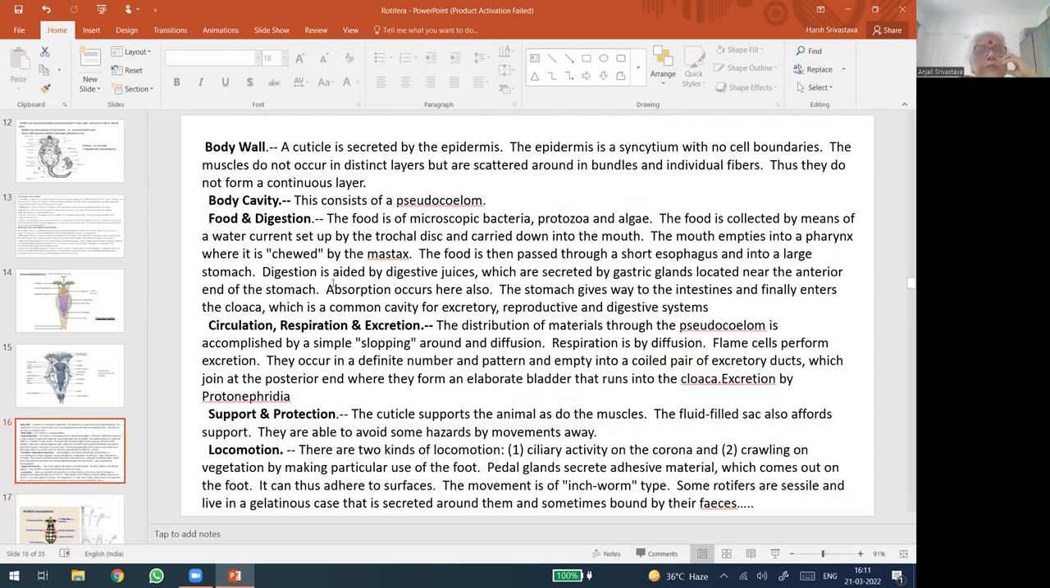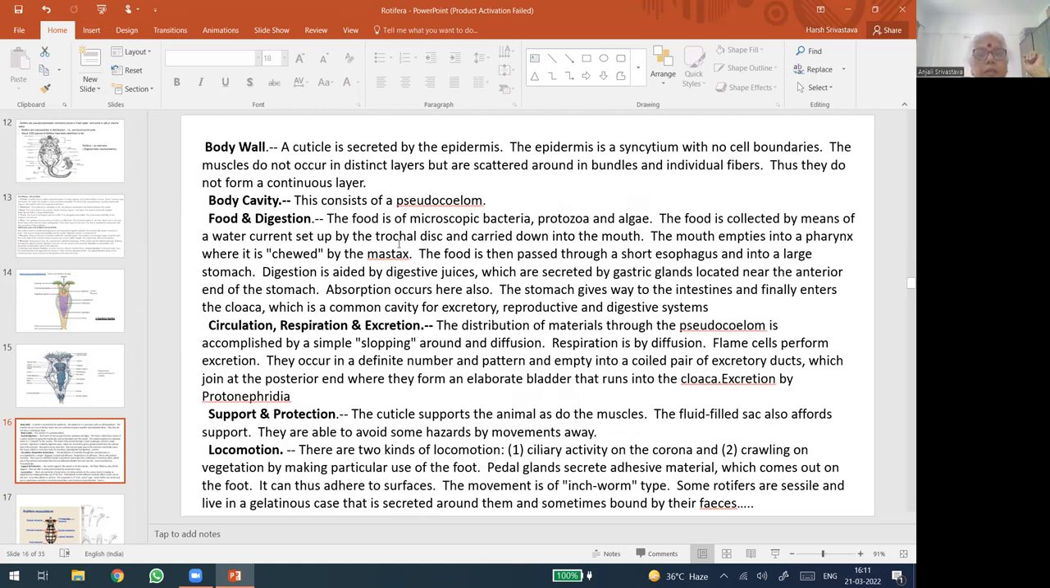The body wall, as we have already seen: the cuticle is secreted by the epidermis. The epidermis is syncytium. There is no cell boundary. Muscles do not occur in distinct layers, but are scattered around in bundles and individual fibers. They do not form a continuous layer. The body cavity is a pseudocoelom, that is, it is not a true coelom. Food and digestion.